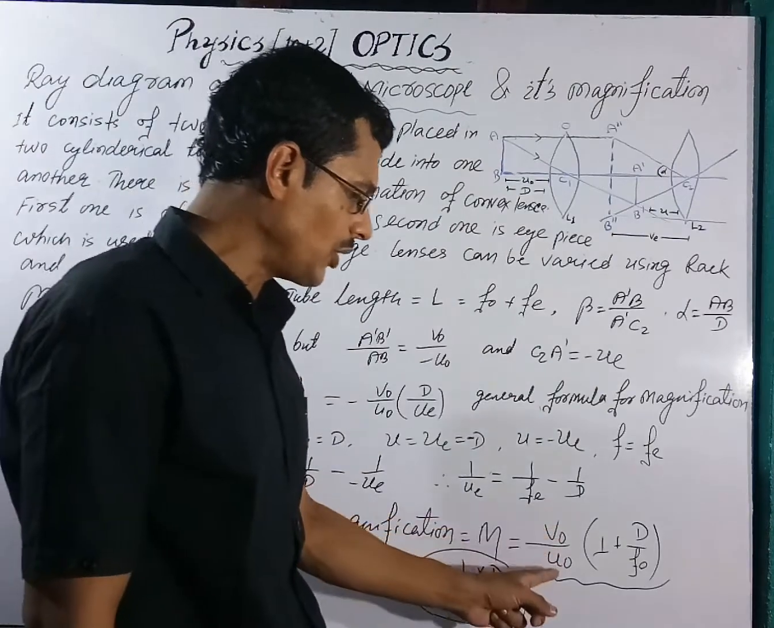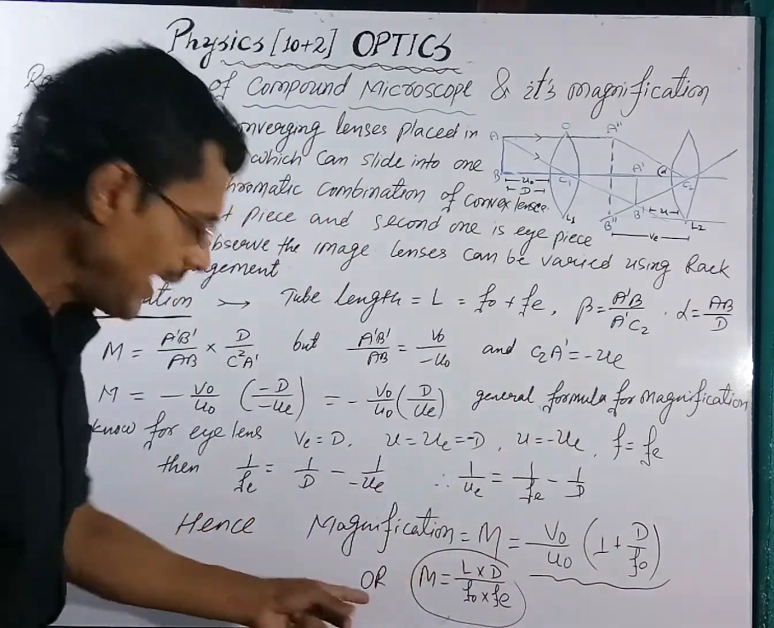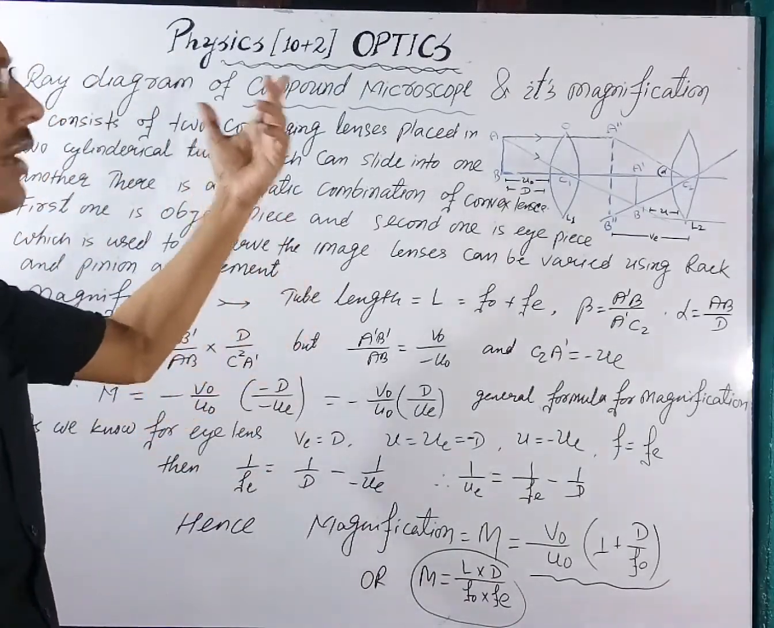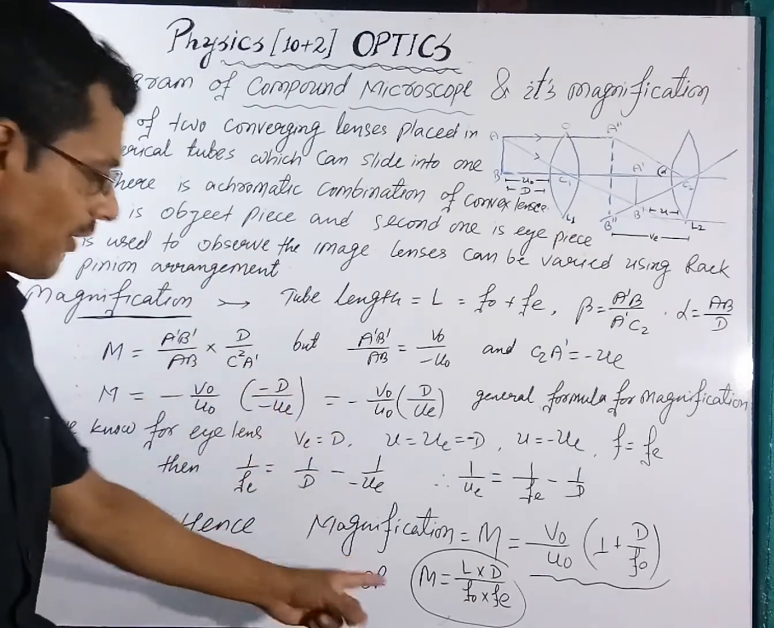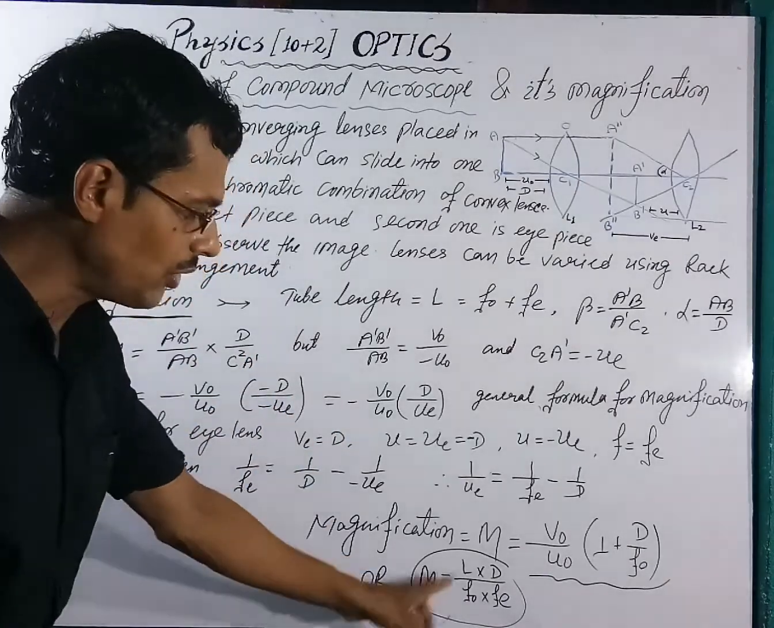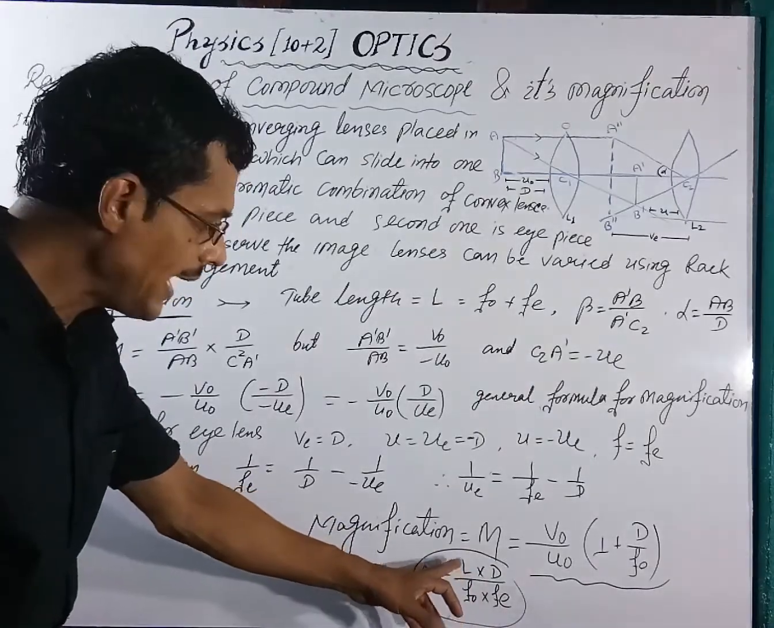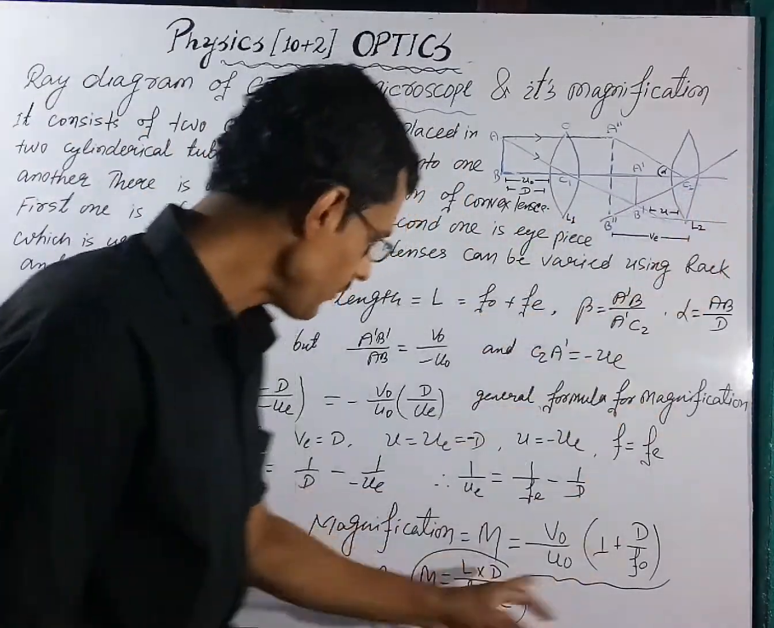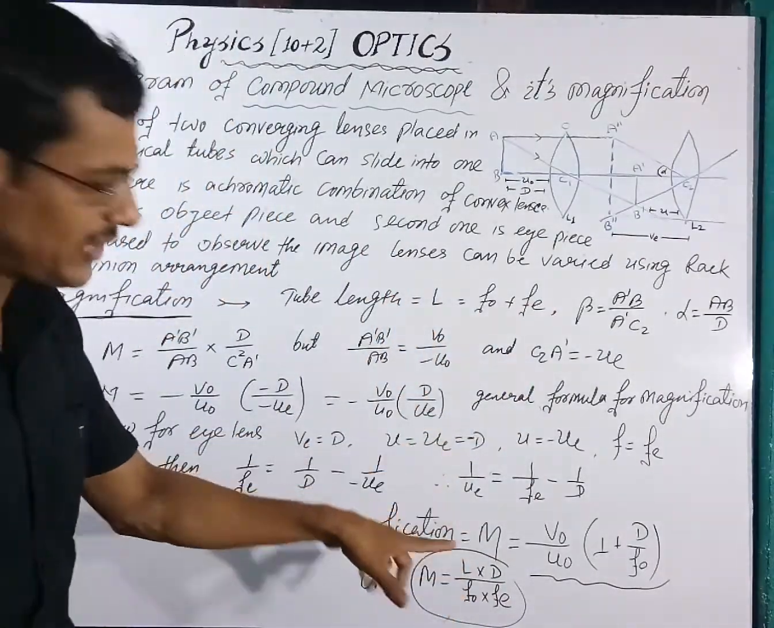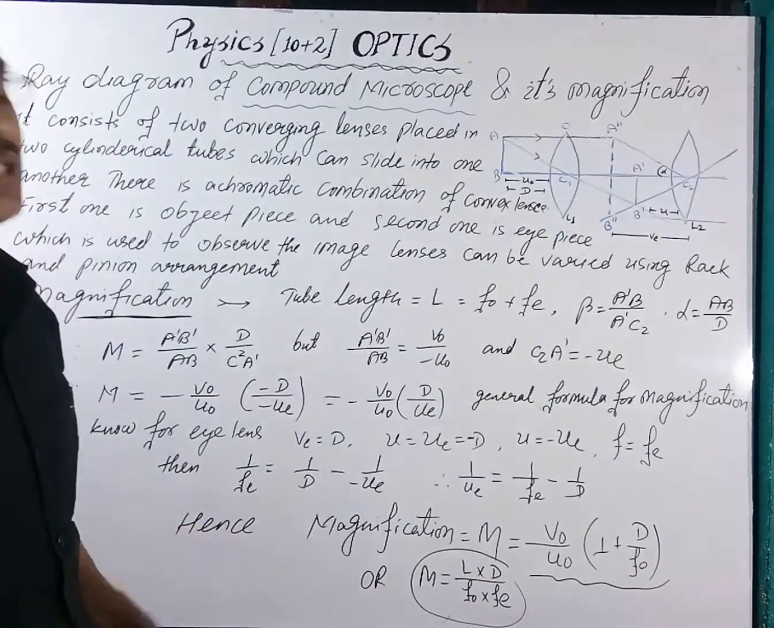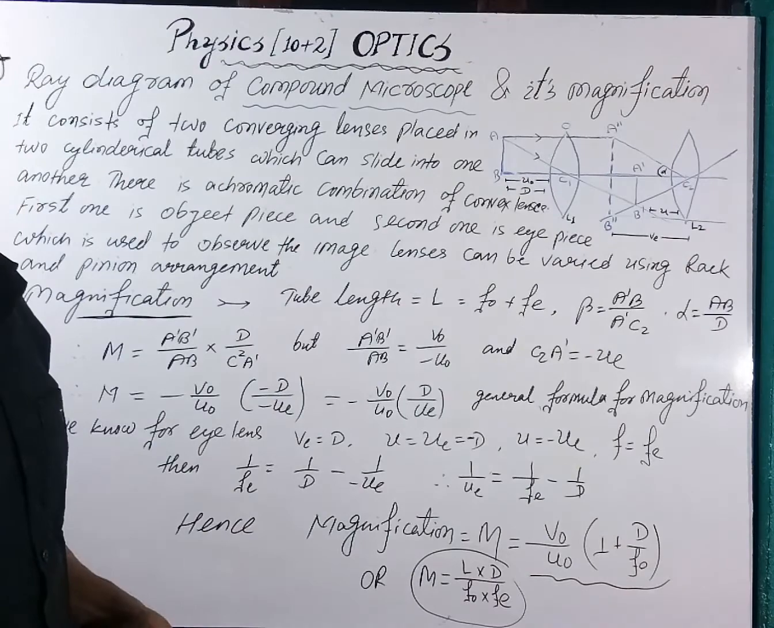M is equal to V upon UE into 1 plus D upon FE. Sometimes when we have to solve numericals based on compound microscope, with the help of this formula you can solve. Magnification equals L into D upon FO into FE. What is L, students? L means length of the tube. D is the near point distance, 25 cm, which we need to take, FO is the focal length of the objective, and FE is the focal length of the eyepiece. Using this formula we can find out the magnification of compound microscope.